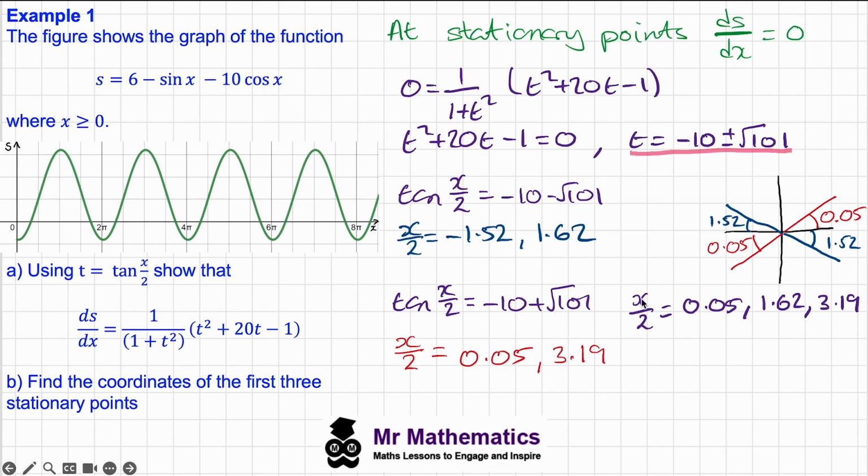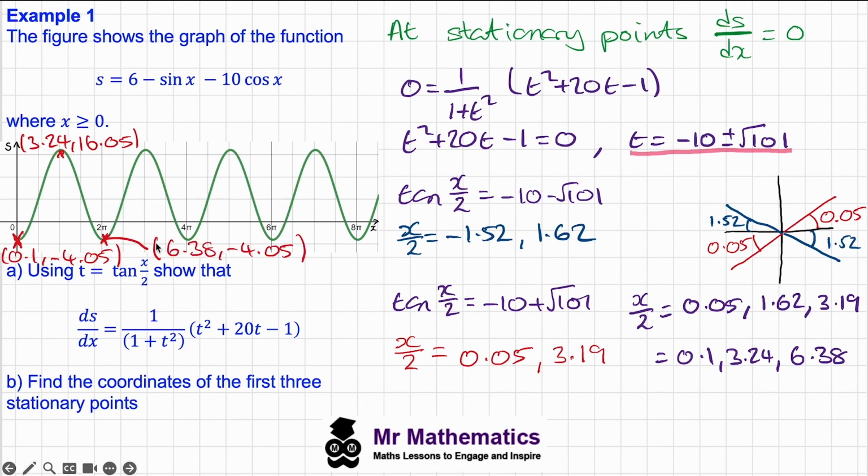We can work out x by multiplying each of these by 2. So our x values are 0.1, 3.24 and 6.38. We can substitute each of these into our equation for s to work out the corresponding s value. So our first coordinate will be here, 0.1, negative 4.05, here, 3.24 and 16.05, and then finally at this point, 6.38 and negative 4.05. Okay?